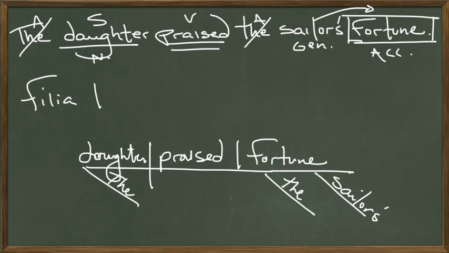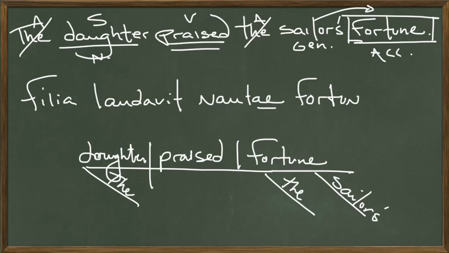And what is she doing? Laudavit. And what is she laudaviting? What is she praising? She's praising the sailors' fortune, naute. That's sailors, that's in the genitive case there. And she's praising the fortune, fortunam. Fortuna is fortune, but fortunam is fortune in the accusative case.